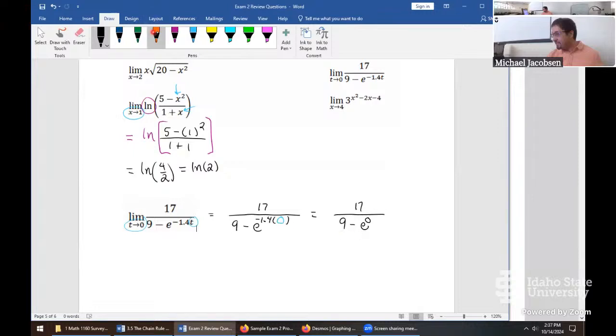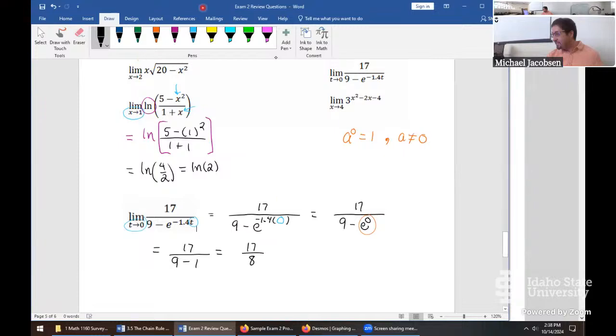Next thing we have is an exponent law, which goes like this. A to the power of 0 is 1, provided a itself is non-zero. So e is not 0, it's about 2.71. So e to the power of 0 itself becomes a 1. That means this is now 17 divided by 9 minus 1. Then simplifying the denominator, we have 17 divided by 8.